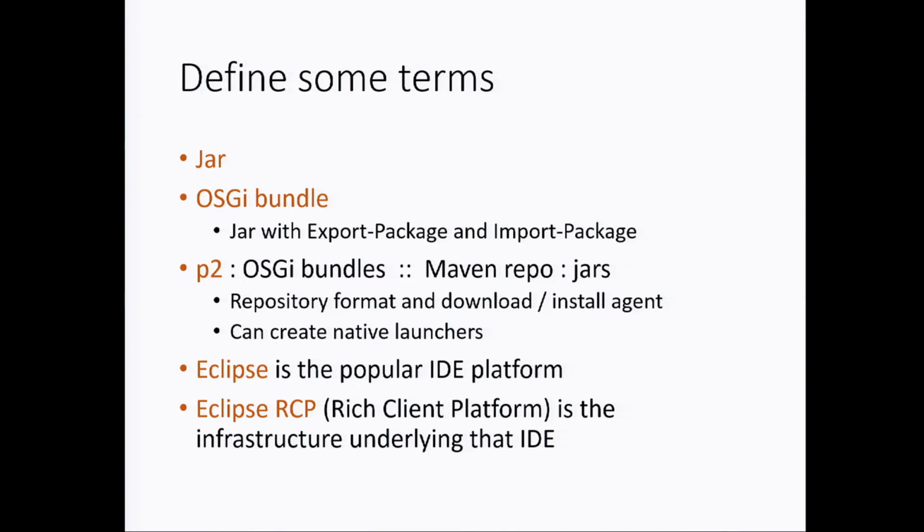So we all know what a jar is, just a zip file full of class files. An OSGi bundle is a jar with export package and import package metadata embedded in the manifest. And this allows OSGi bundles to specify their dependencies in terms of packages versus the Maven model where you specify your dependencies in terms of identity on a specific jar. P2 is a repository format as well as a transport agent. So the way that a Maven repository holds jars, a P2 repository holds OSGi bundles. P2 can also do some other things, like it can create native launchers, and we'll talk about some of the things it can do.